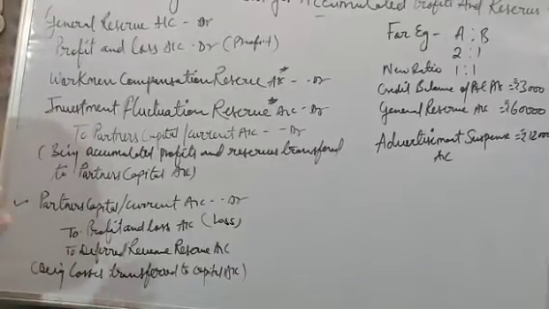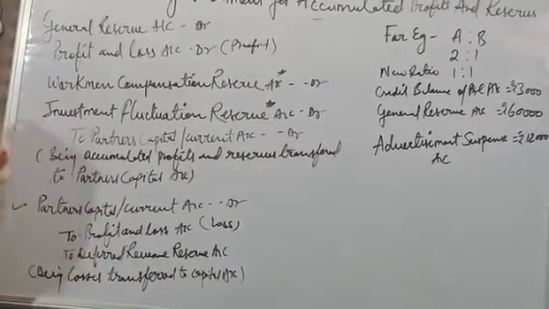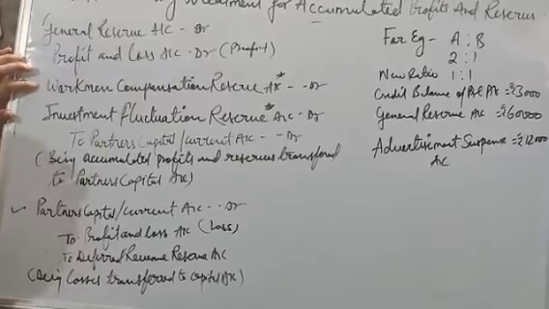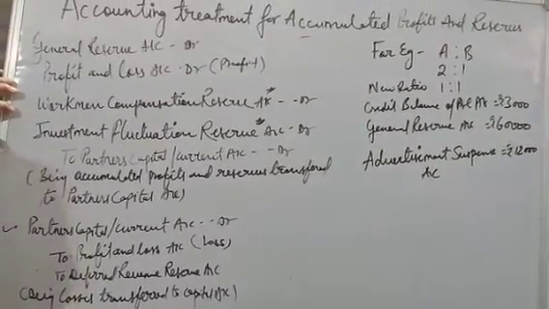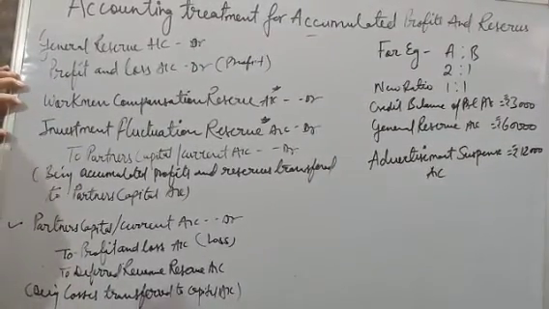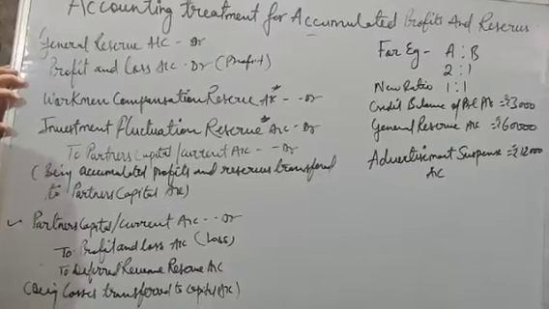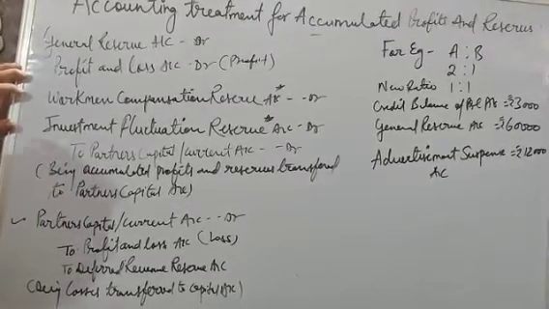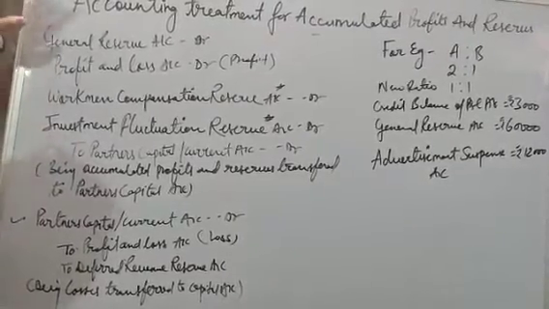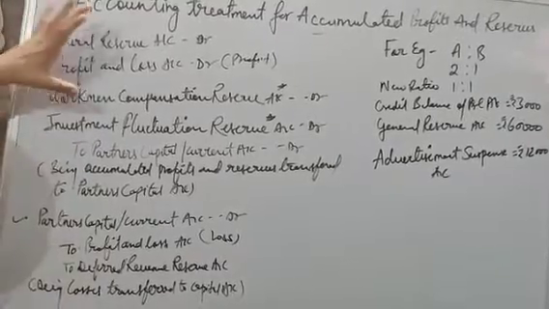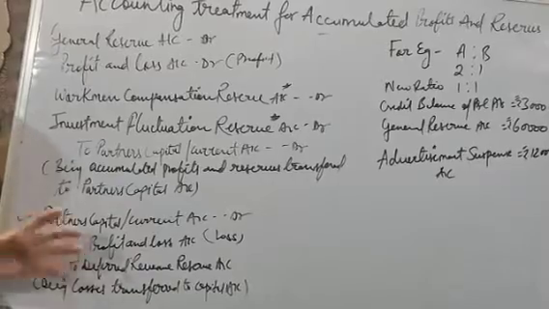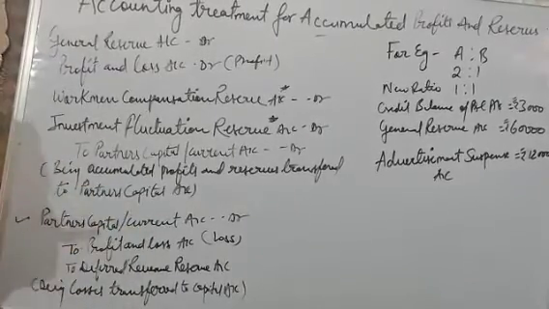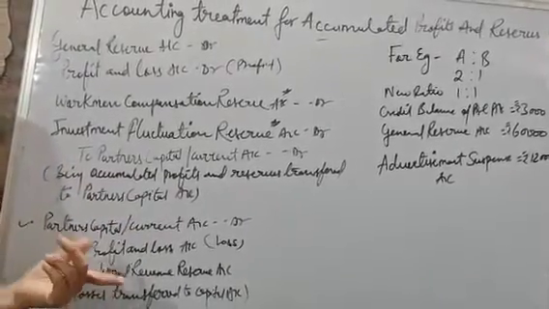But here if there is no adjustment given regarding workman compensation reserve and investment fluctuation reserve, means regarding compensation and investment, if there is no adjustment given, then you have to transfer all the reserves to the partner capital. Okay, so again, if any reserve and profit is given, you have to debit that reserves and profits and you have to credit the partner's capital. If any loss is given, you have to debit the partner capitals and you have to credit that loss.